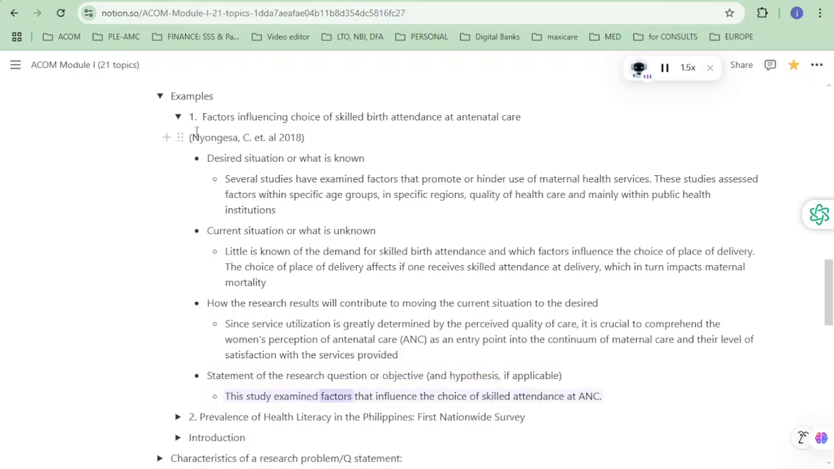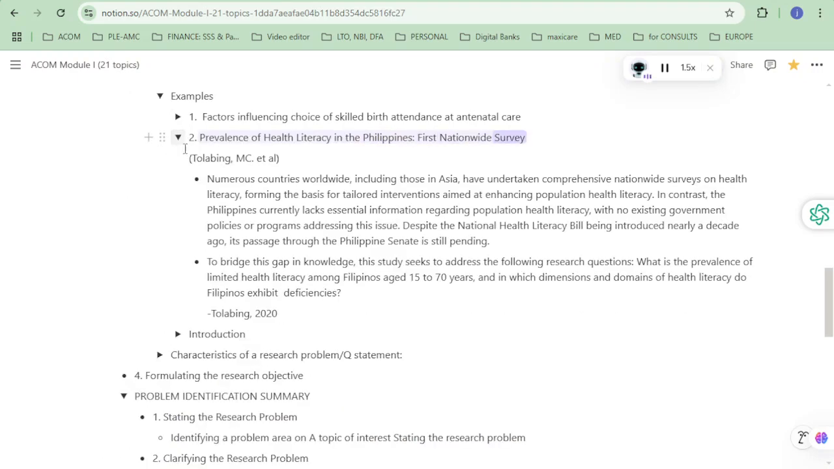This study examined factors that influence the choice of skilled attendants at ANC. 2. Prevalence of health literacy in the Philippines, first nationwide survey. Tolabing, MC et al. Numerous countries worldwide, including those in Asia, have undertaken comprehensive nationwide surveys on health literacy, forming the basis for tailored interventions aimed at enhancing population health literacy.